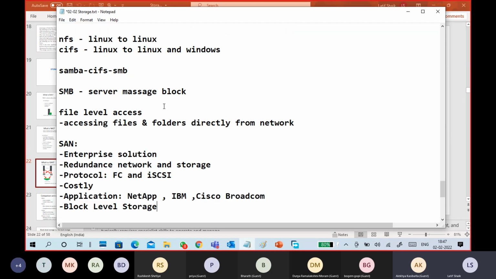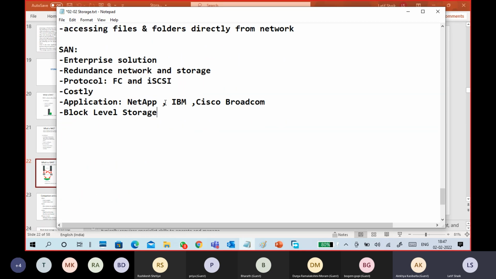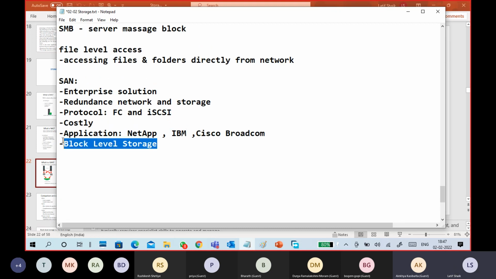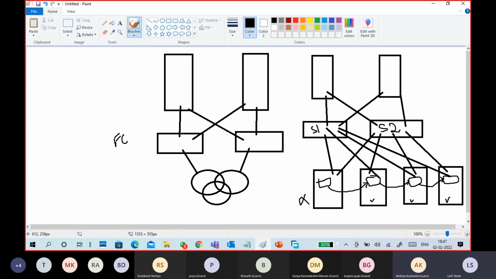What is the difference between SAN and NAS? You can see a lot of things are there. NAS is file level storage, SAN is block level storage. What is this block level storage? Again, guys, look here. I have a server, something like a web server. I want to store data in a centralized location. What to do?